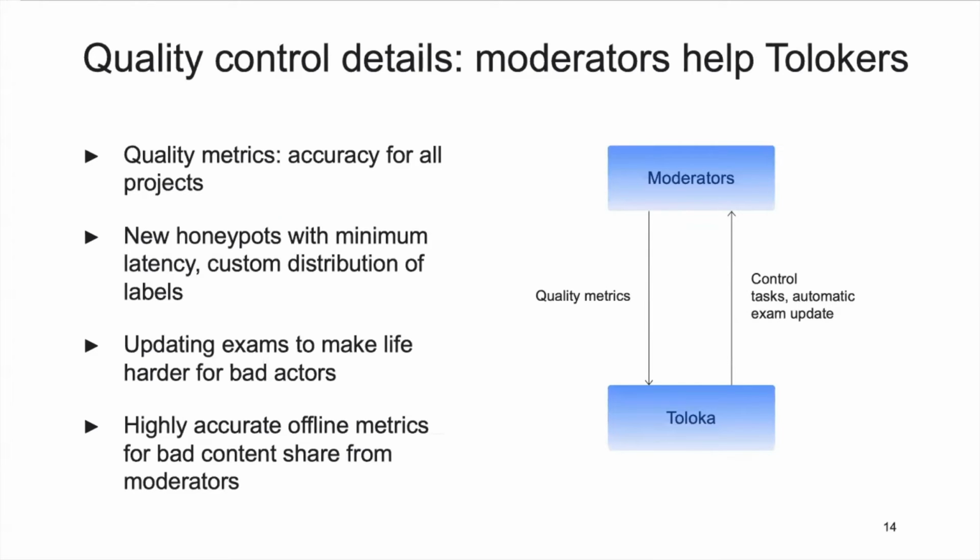Yeah, let's move to the next step. Next step is how moderators help Tolokers. Moderators label content daily, and we send samples from Toloka to the moderators, and we build quality metrics. The metrics, as I mentioned earlier, are the actual metrics of the stream of labels that we're getting. As soon as a moderator puts a label on a task, we upload this to control tasks.